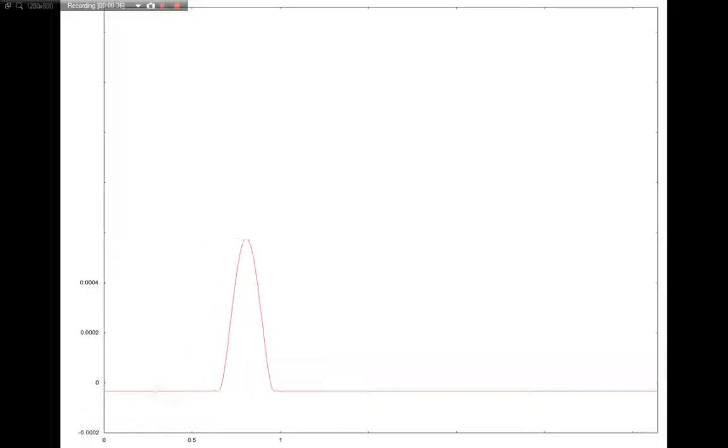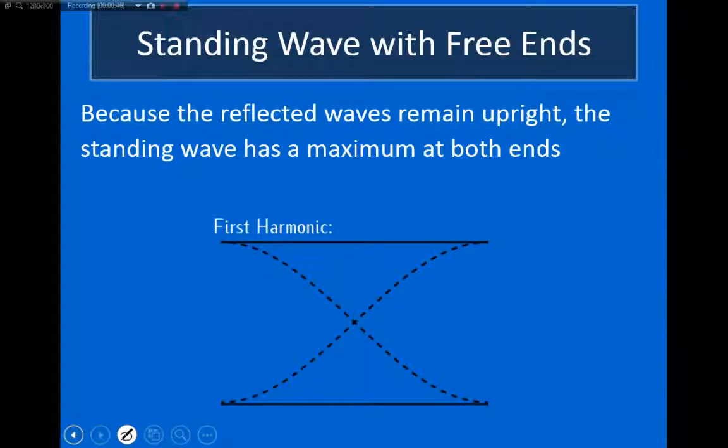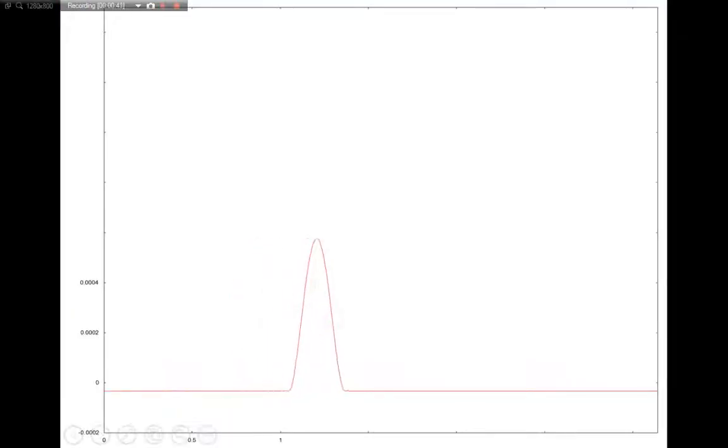So to illustrate this, I have again this animated GIF of a pulse that's moving towards the right. And when the wave reaches this end, it's going to get reflected off of this free end, but it'll remain right side up.